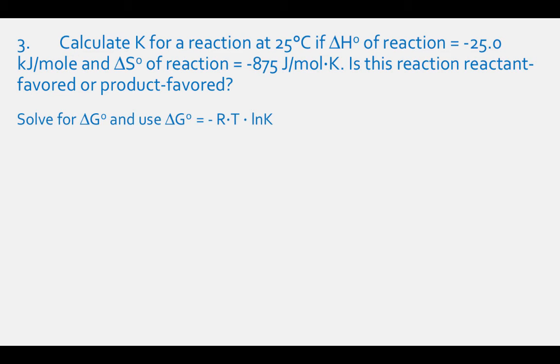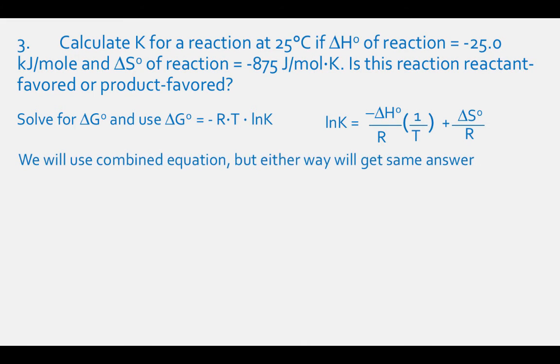To calculate K for a reaction given standard delta H and standard delta S, we could either solve for standard delta G and then solve for K using the equation given in the last question, or we could use the combined equation, the natural log of K equals the negative standard delta H divided by R times 1 over temperature plus the standard delta S divided by R. We will use the combined equation, but either way we will get the same answer.